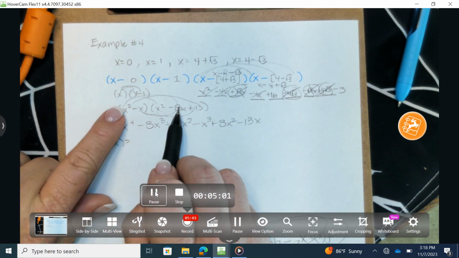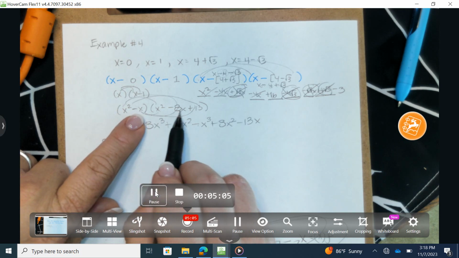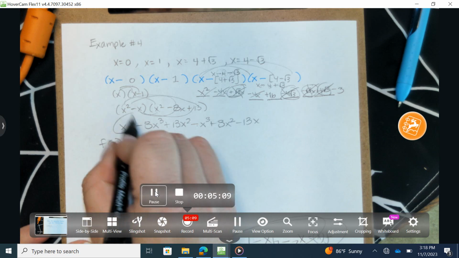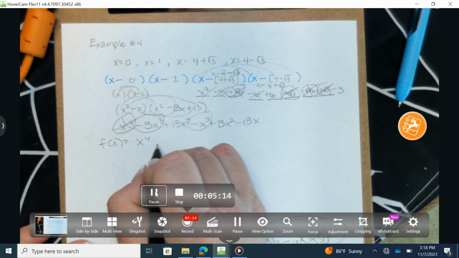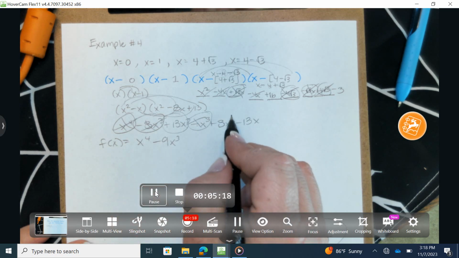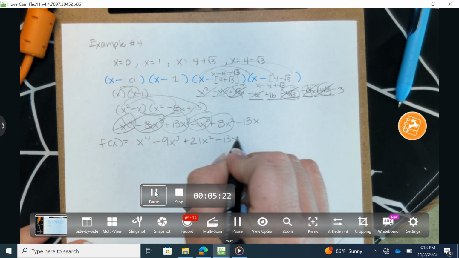Okay, and now to write our function, making sure that this looks good at the end of the day, and I want to make sure I'm not making any simple mistakes. That all looks fine. Okay, so I have x to the fourth. Now let's look for cubes. Okay, negative negative is negative 9x cubed. Positive 13 and positive 8 is a positive 21x squared minus 13x.